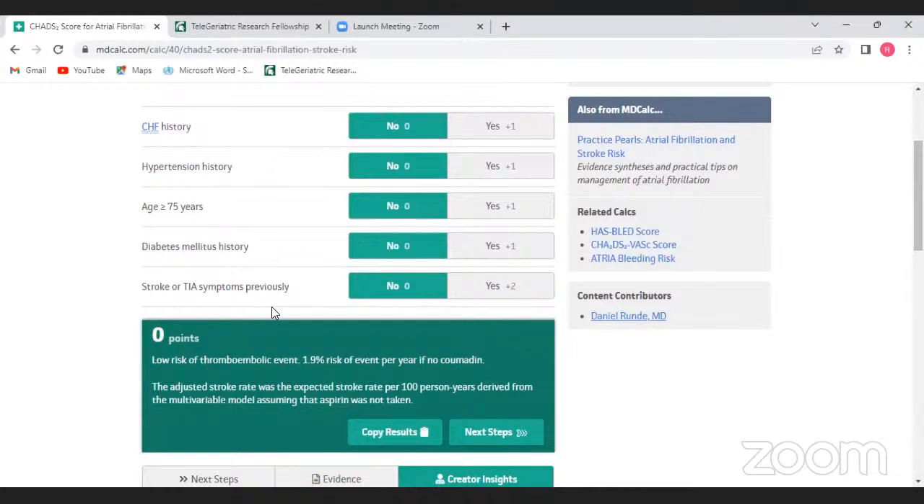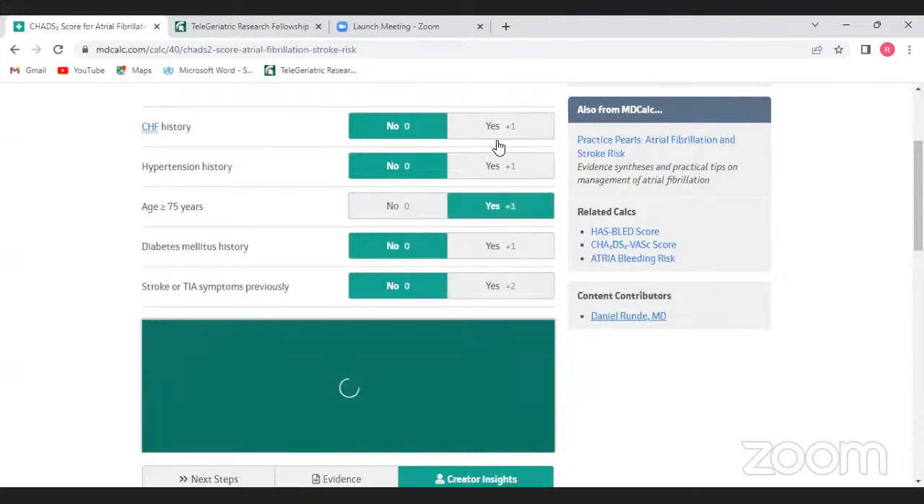Those are the variables used to calculate this score. The history of congestive heart failure, hypertension history, patient age 75 years or more, and diabetes mellitus history. Each one of these variables adds 1 to the score, and a history of stroke or TIA symptoms previously gives a score of 2.